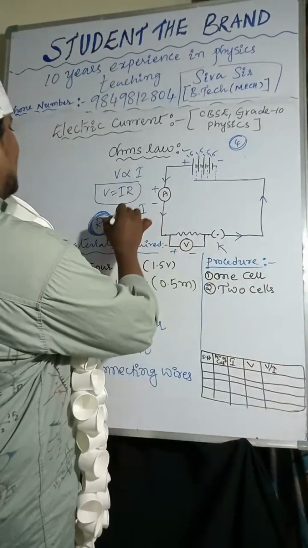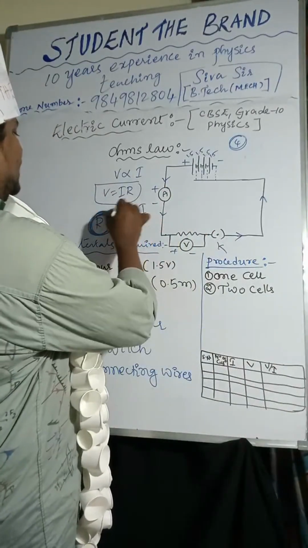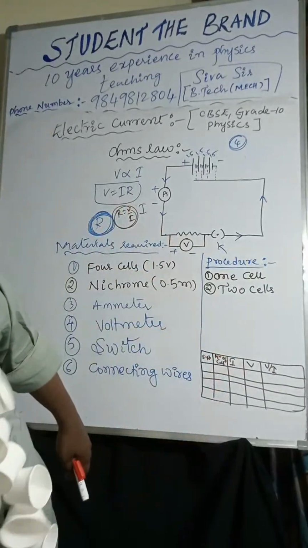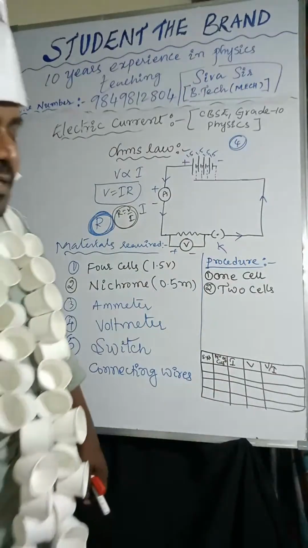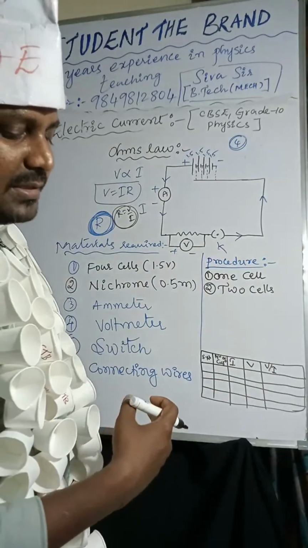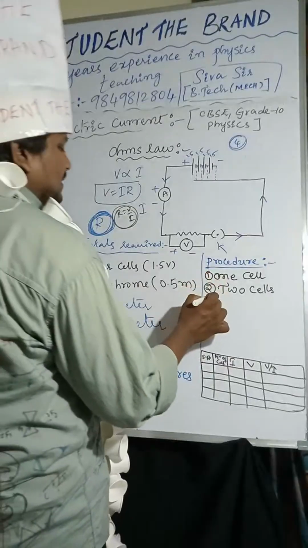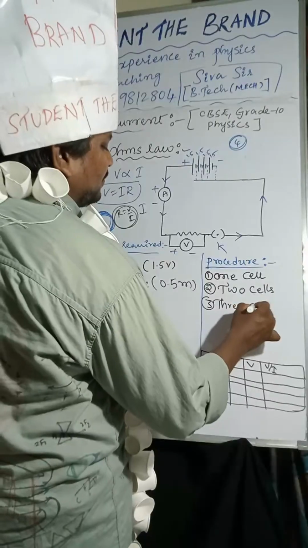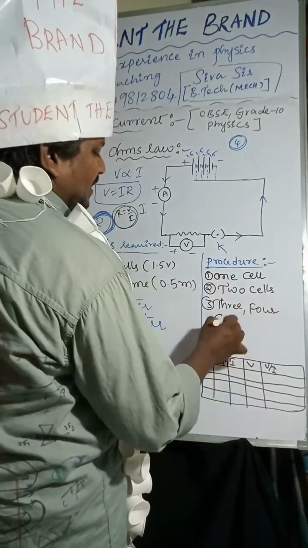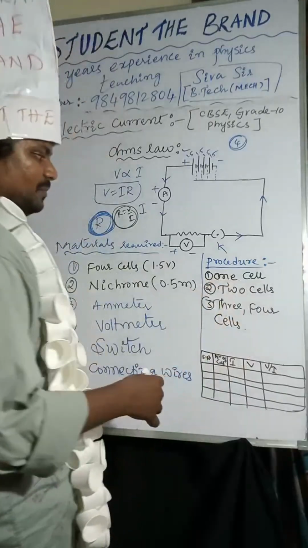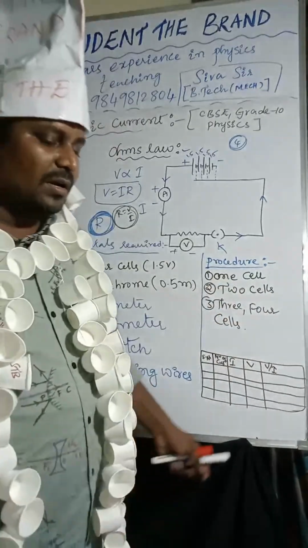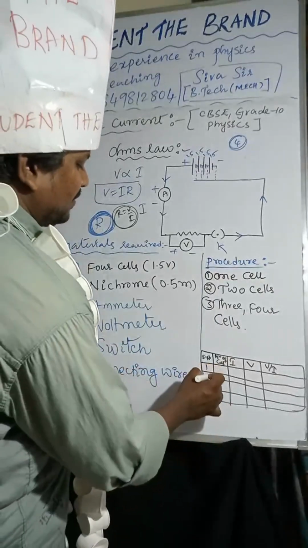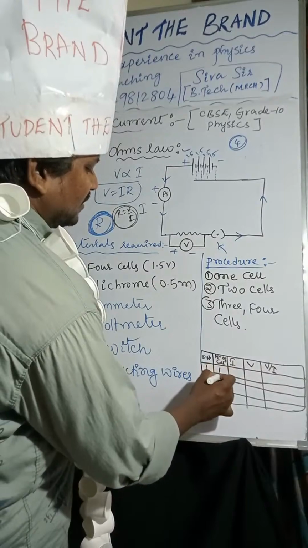Here I'm considering R equal to V by I. That's why we are taking the V by I value, which is the resistance. Now next, three cells and four cells. Repeat the process for three and four, and note down the readings of the ammeter and voltmeter. Serial numbers 1, 2, 3, 4.